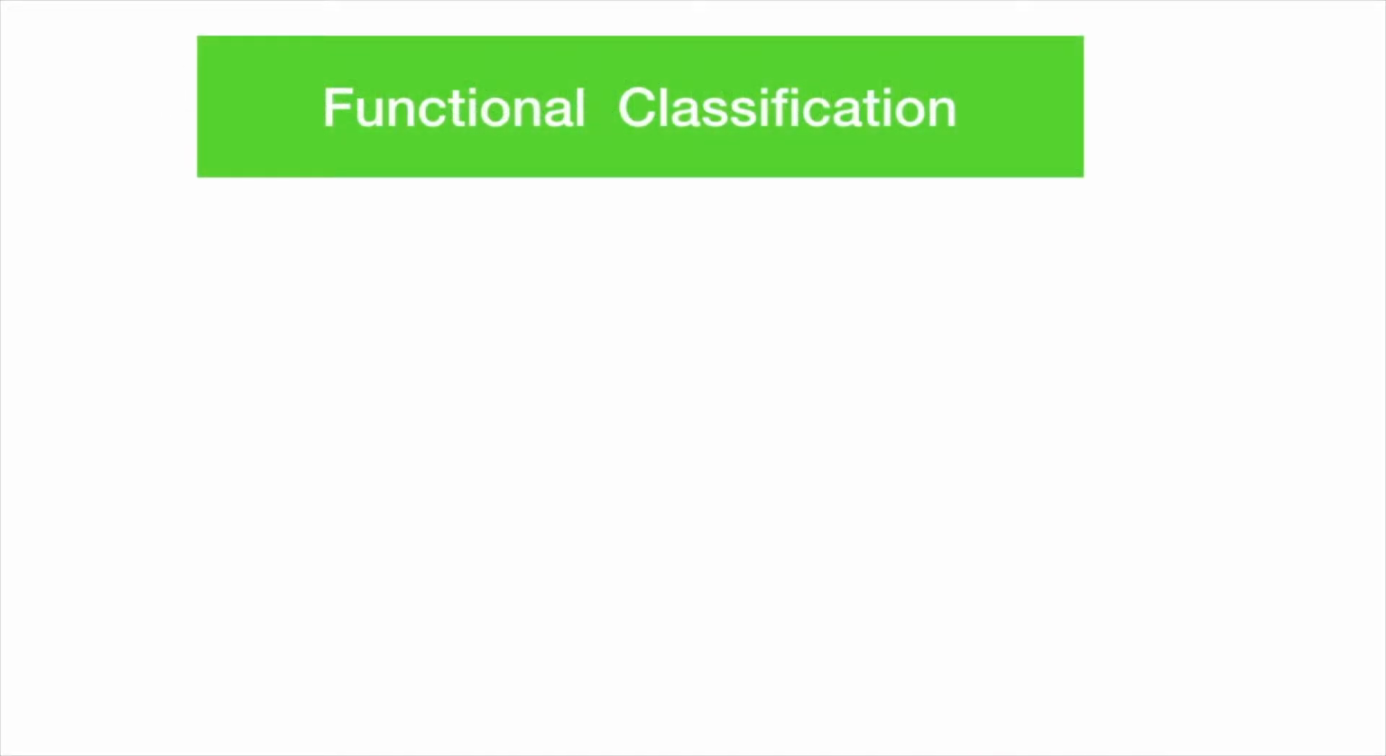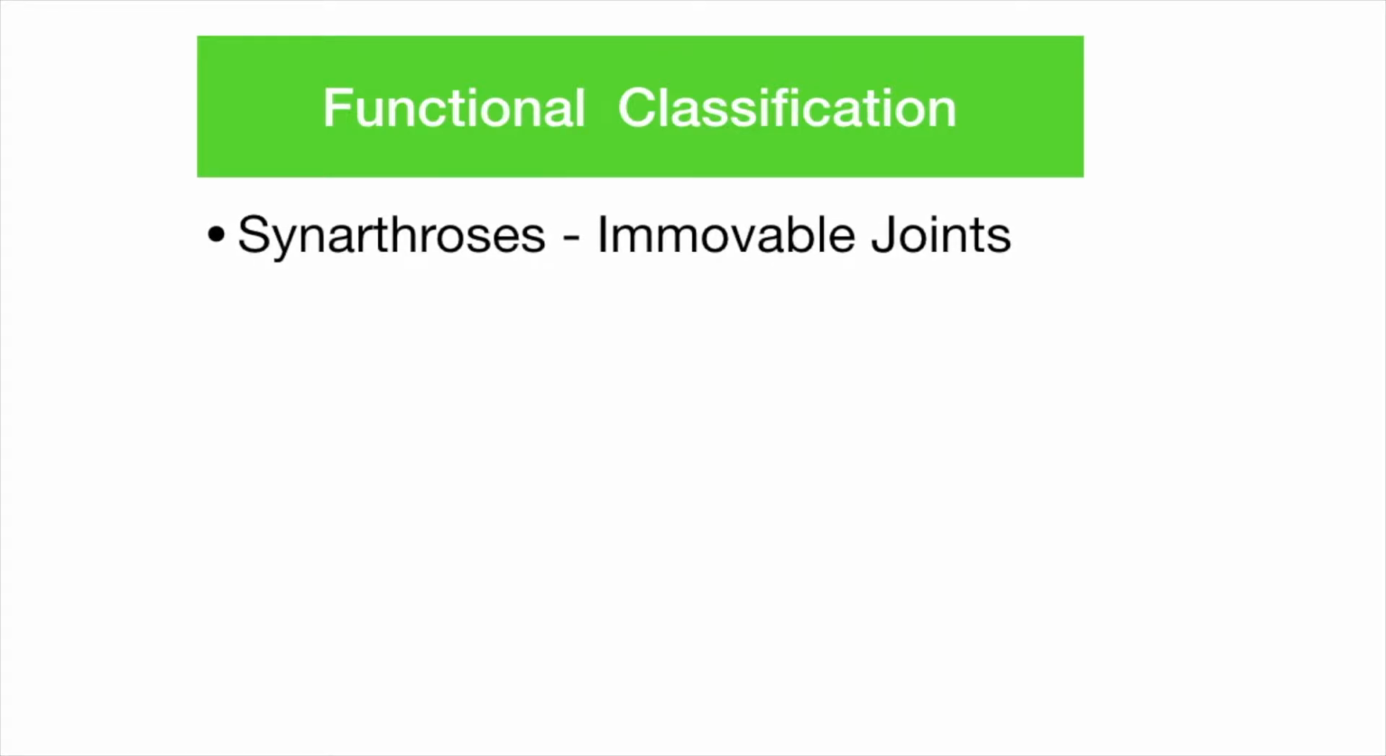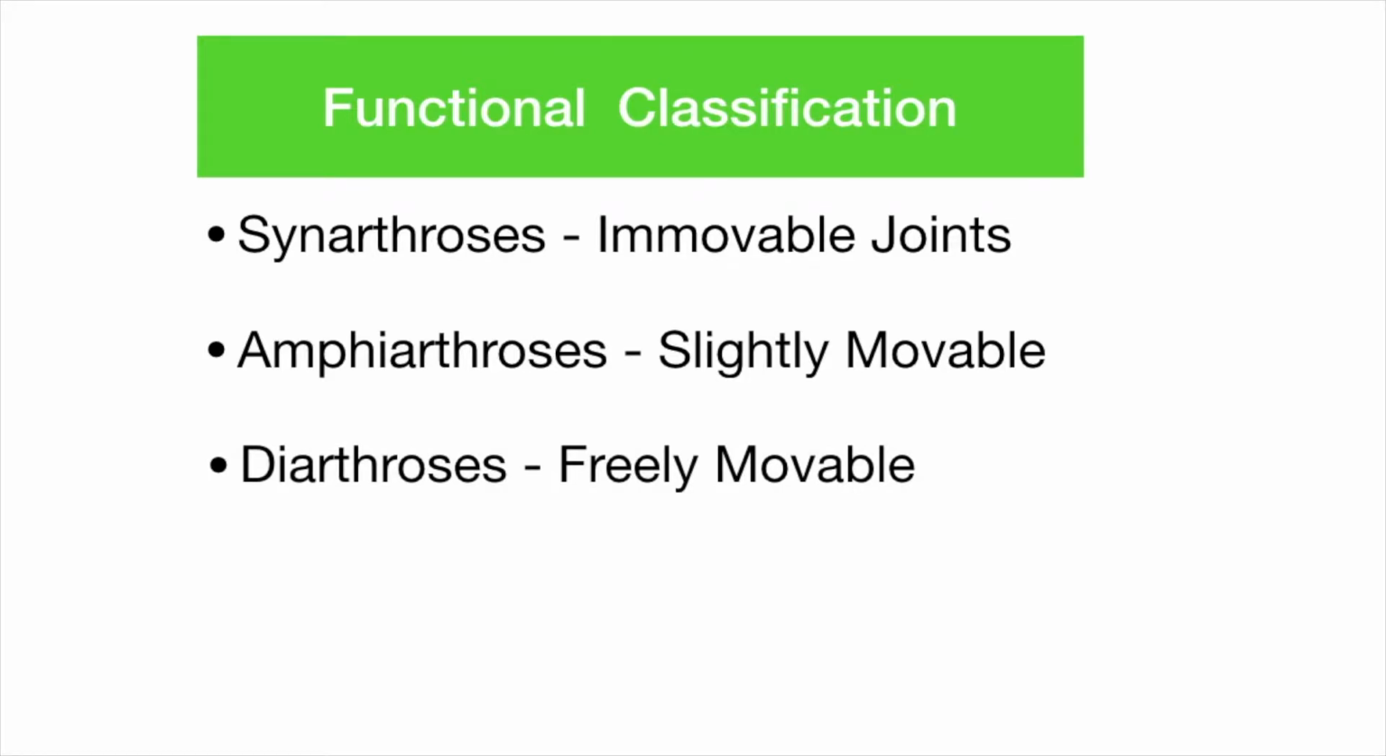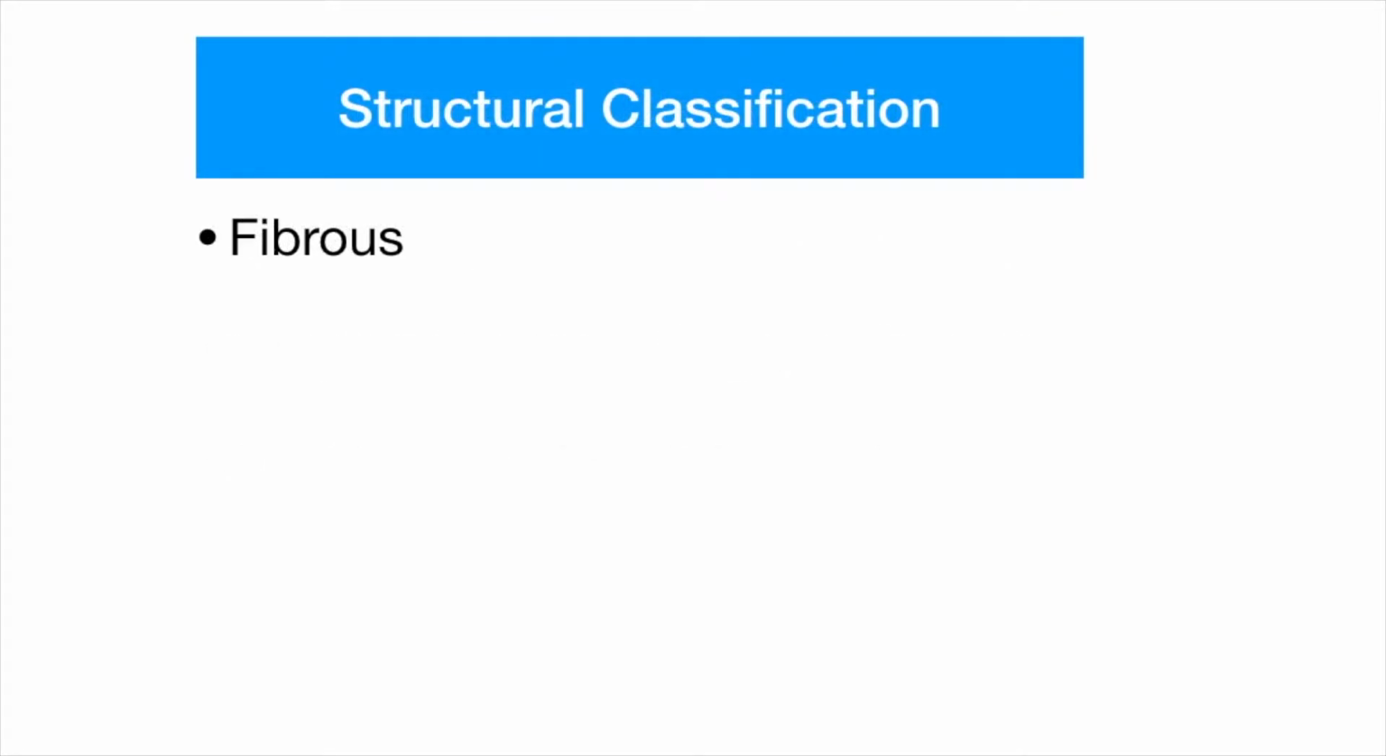If by function we are referring to the degree of movement permitted by the joint, synarthrosis is an immovable joint, amphiarthrosis is a slightly movable joint, and diarthrosis is a freely movable joint. Each serves its own particular purpose within the skeletal system. The structural classification is based on how the bones are held together and articulate with each other.